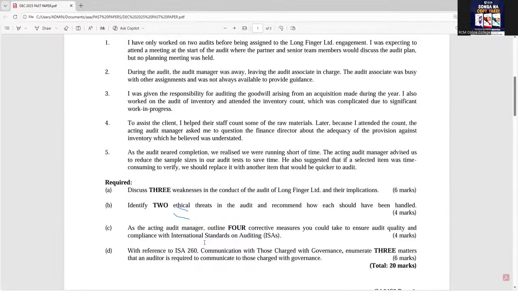Then part C, as the acting audit manager, outline 4 corrective measures you could take to ensure audit quality and compliance with international standards on auditing. The corrective measures. So you need to correct what was there as a weakness.